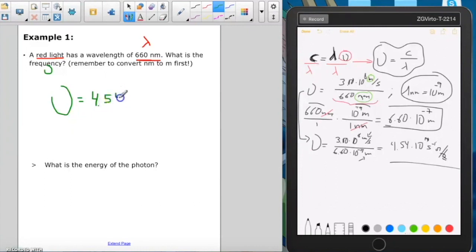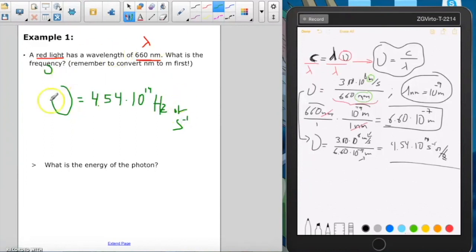4.54 times 10 to the 14th, okay? Hertz, or seconds to the minus 1, which is the same.